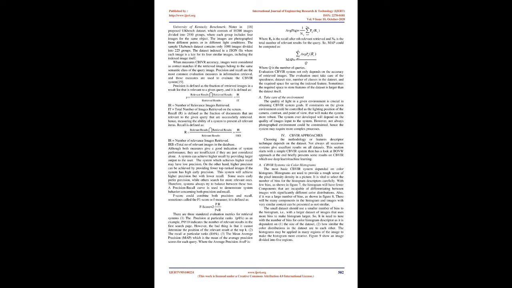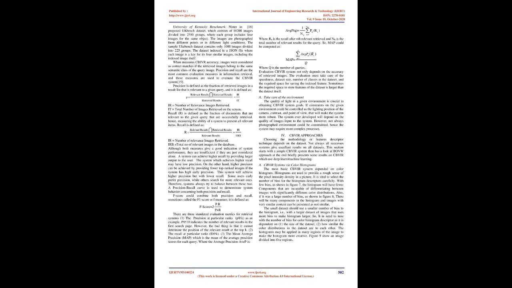There are 3 standard evaluation metrics for retrieval systems. 1. The precision at particular ranks, P at K. As an example, P at 10 indicates the number of relevant results in the first search page. However, the bad thing is that it cannot determine the position of the relevant result in the top K. 2. The recall at particular ranks, R at K. 3. The mean average precision, MAP, which is the mean of the average precision scores for each query.